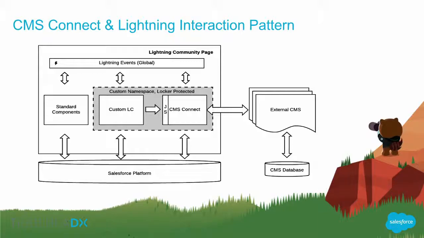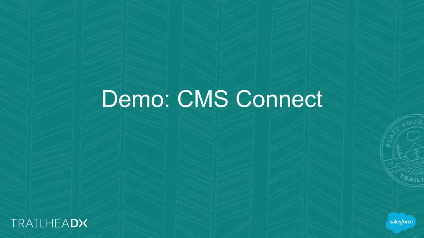What that means is, because it loads in a custom namespace, all your custom components can interact with the CMS Connect component through the JavaScript that gets rendered from the component. And the component, like any other component, will have access to the global Lightning events, and as I mentioned, can interact with custom components back and forth. We're going to show this in a demo as well. Sure. All right, so why don't we just jump over to the demo?